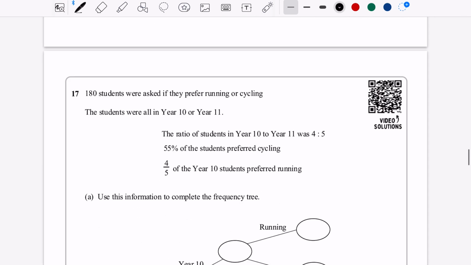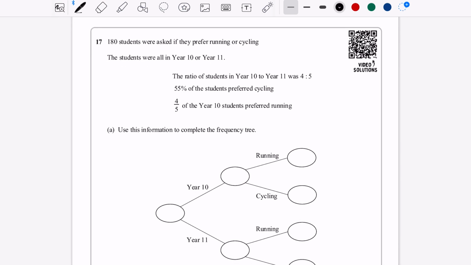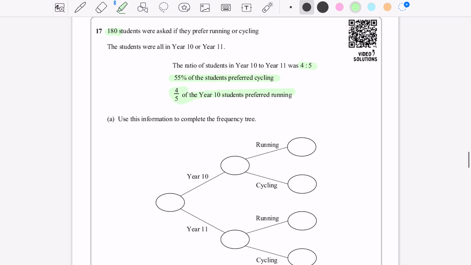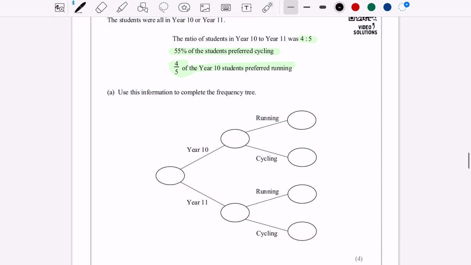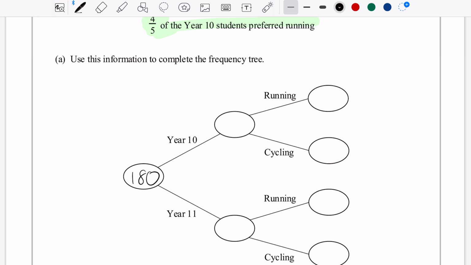Moving on. 180 students were asked if they prefer running or cycling. The students were in year 10 or year 11, so I'm just going to highlight key info, 180. Ratio of year 10 to year 11 was 4 to 5. 55% preferred cycling, 4/5 preferred running. This has got to be worth a lot, I was going to say, because it's actually quite difficult. We'll do it one step at a time. So there's a frequency tree. First thing, we know how many students there were in total. It's 180. So that could be your first little point that goes in, first number.